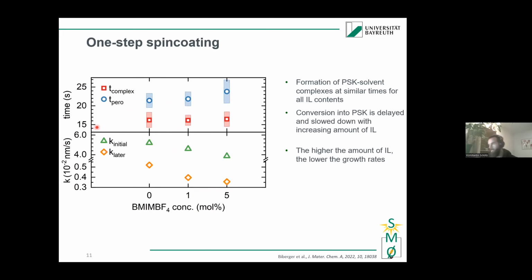However, what we wanted to see is that the complex formation is nearly the same for all ionic liquid concentrations, so we can choose the same times of anti-solvent dripping for all samples. Since the film formation depends on when you drop the anti-solvent, we wanted to investigate different timings, which is 6 seconds, 12 seconds, and 50 seconds after spin coating.